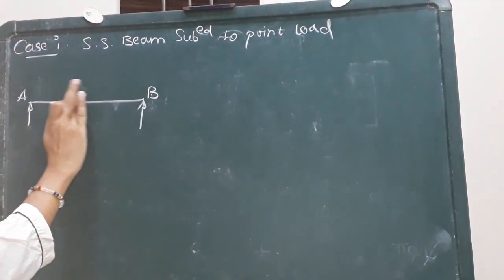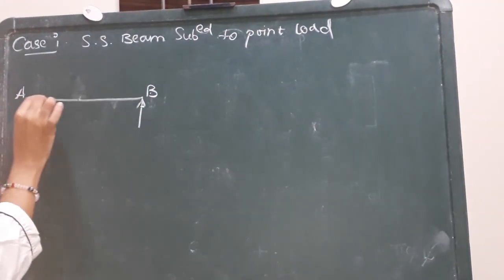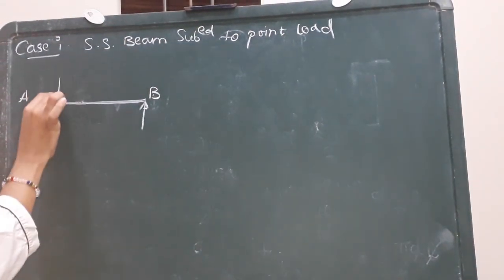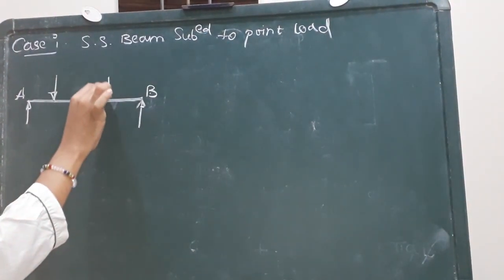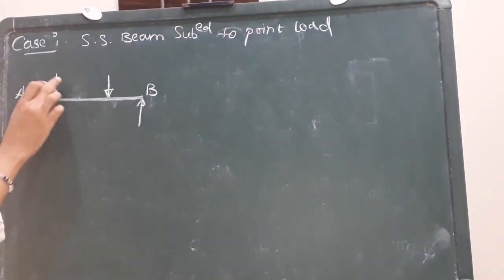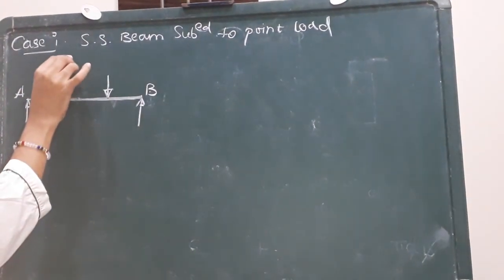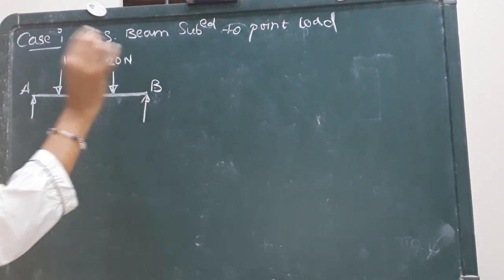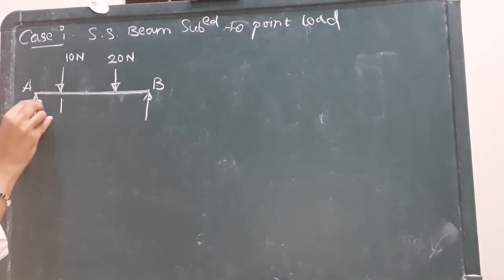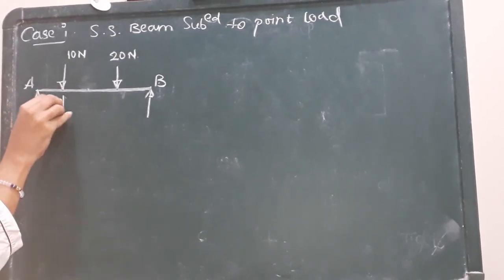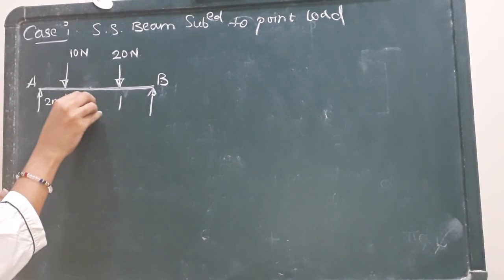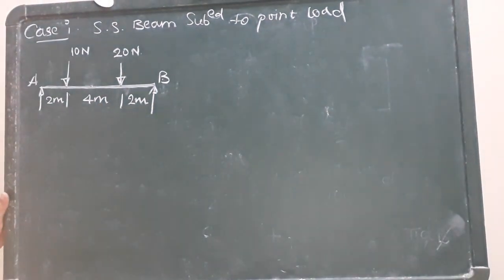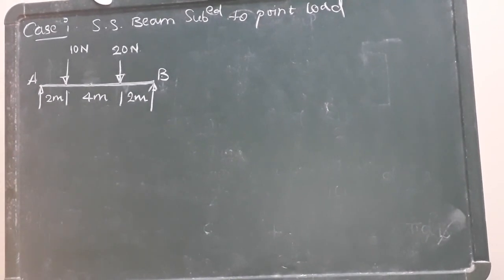For simplicity, to make the problem more varied, I am assuming two forces, 1 and 2. Say the value of this force is 10 Newton and the value of this force is 20 Newton. This force is acting at 2 meter. This distance is 4 meter. And this one is again 2 meter. Now we have to analyze this particular beam.